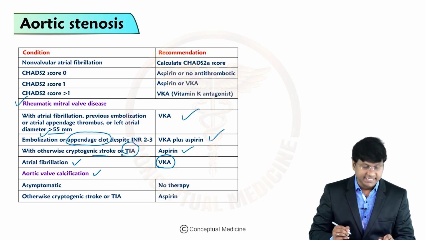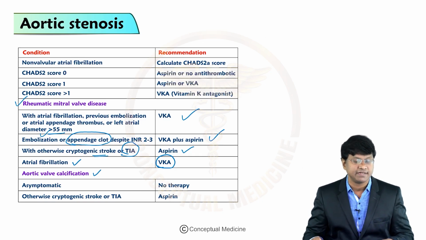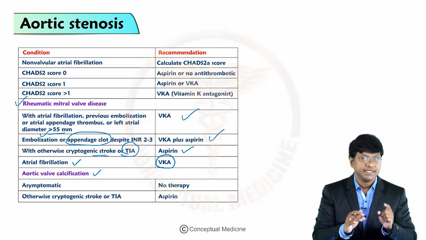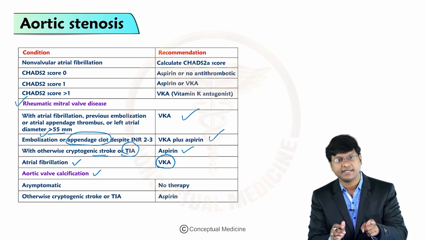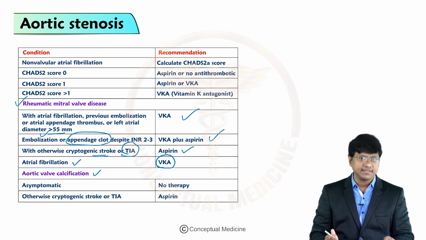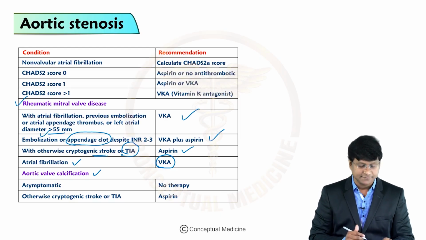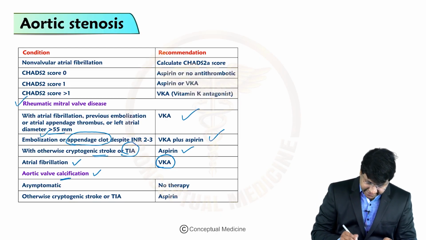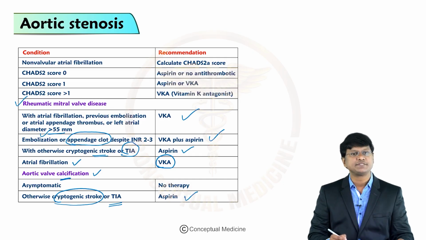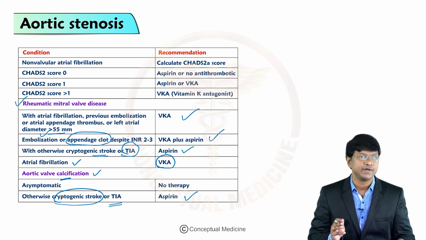But what about the aortic valve pathology or aortic valve calcification? That is what is actually our question. If the individual has asymptomatic aortic valve calcification, these patients don't require either antiplatelet or even the anticoagulant. Otherwise, the individual with aortic valve calcification with cryptogenic stroke or transient ischemic attack requires this particular aspirin. They require this aspirin.